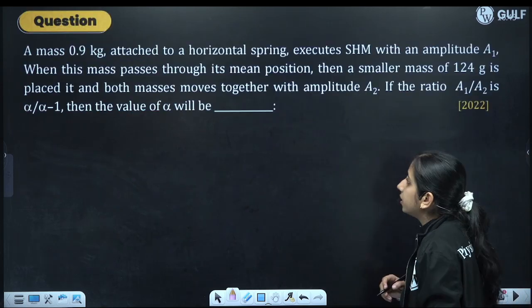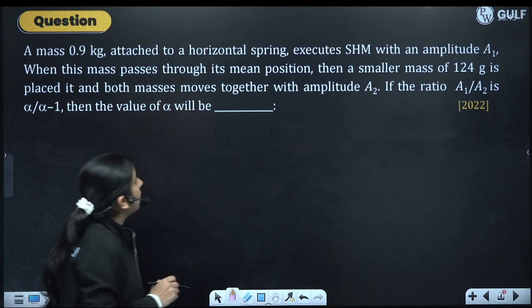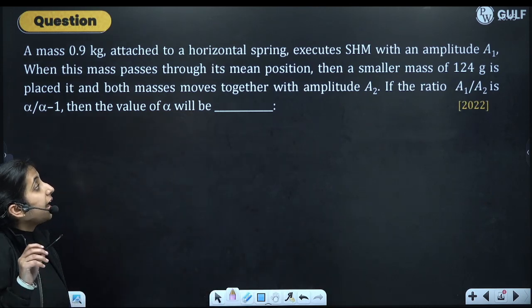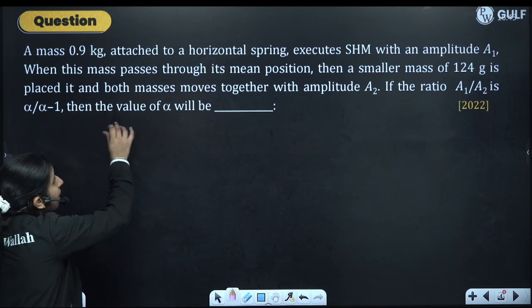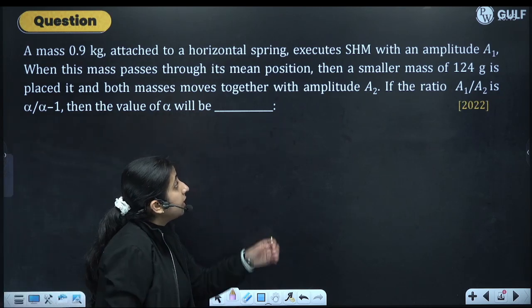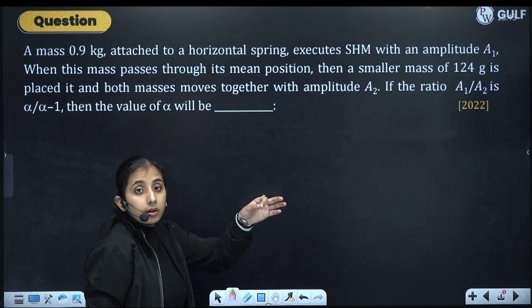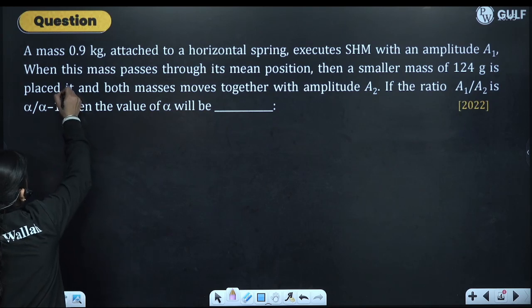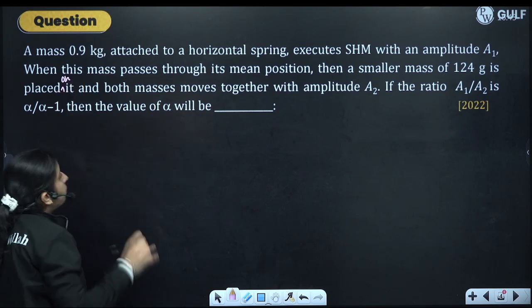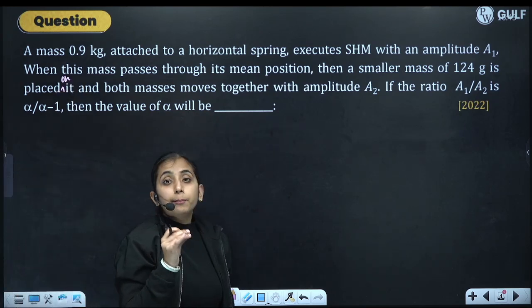See next question. A mass 0.9 kg attached to a horizontal spring executes SHM with an amplitude A1. Okay, when this mass passes through its mean position, then a smaller mass of 124 gram is placed on it, and both masses move together with amplitude A2.